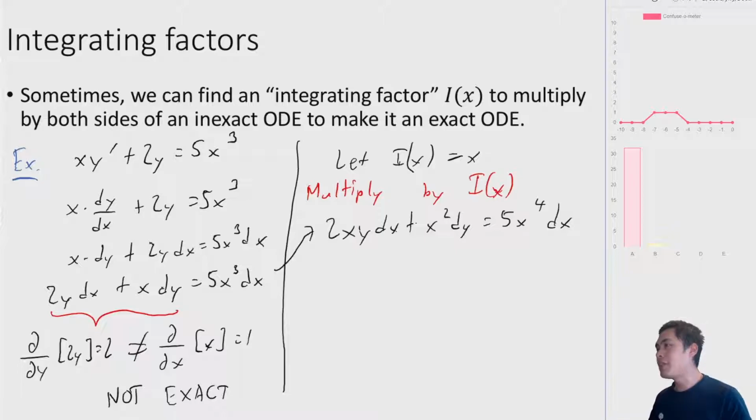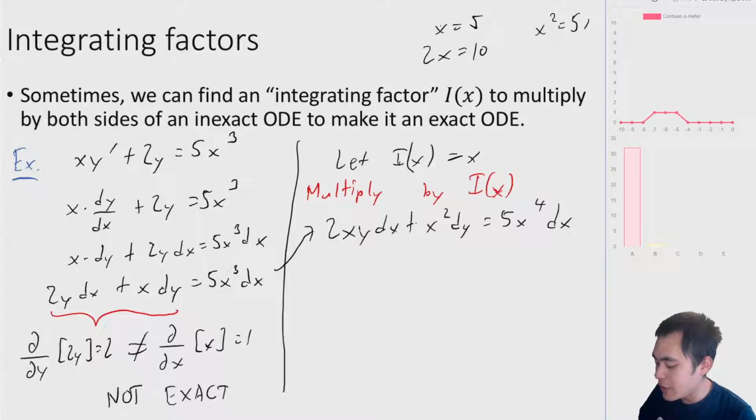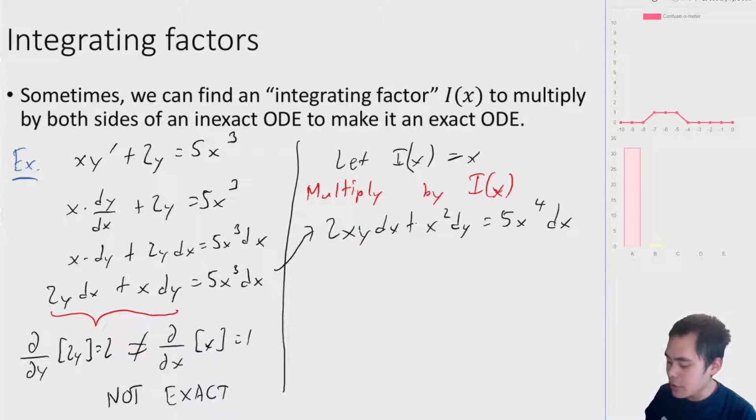So remember, when you have an equation, say x is equal to 5, you can multiply it on both sides by 2, and you know that 2x is equal to 10, and that's still true. Or x squared is equal to 5x. Those are all still true statements if you multiply on both sides. And so here, we multiplied on both sides by x, and we have this new differential expression that is, well, mostly equivalent to the original one.